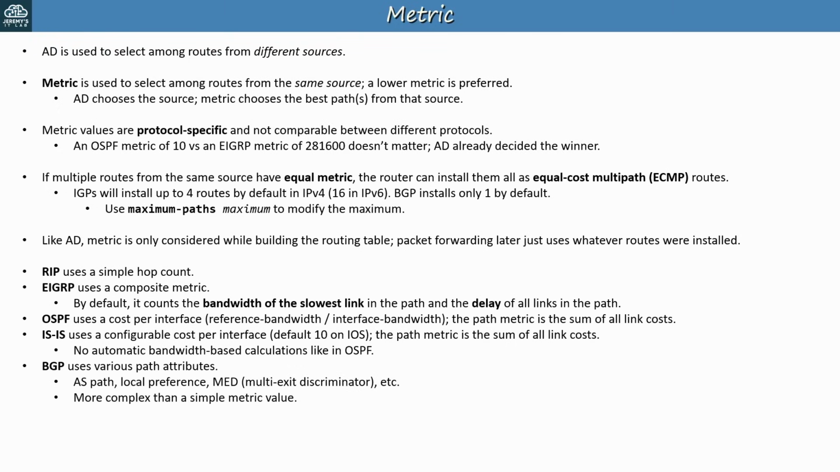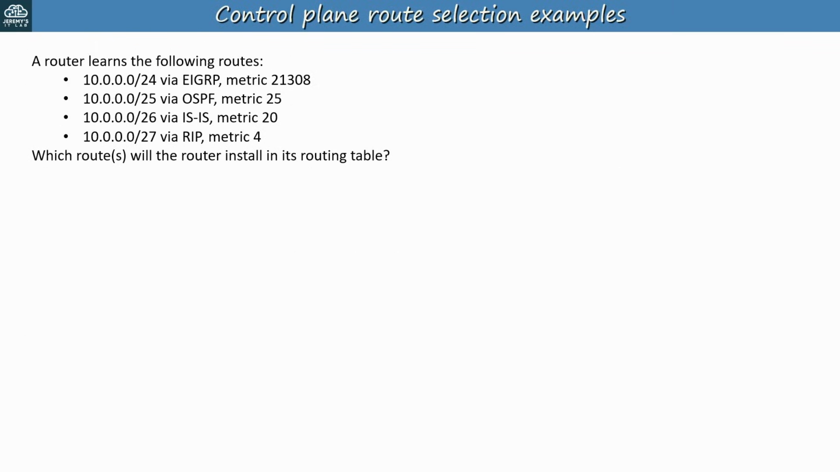BGP is different from the others. It uses various path attributes like the AS path, local preference, MED, and others. So it's more complex than a simple metric value. We'll learn about those attributes later in the course. Now let's look at a few examples of route selection in the control plane.